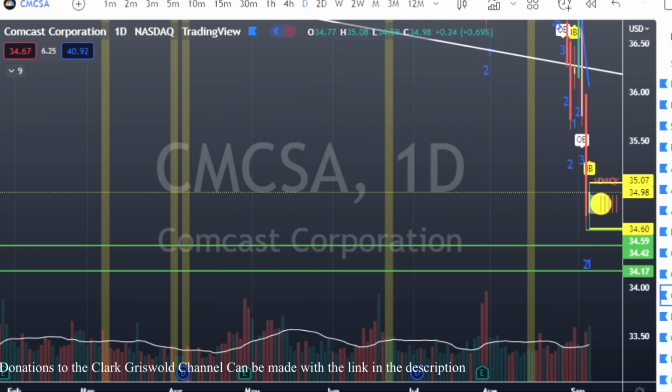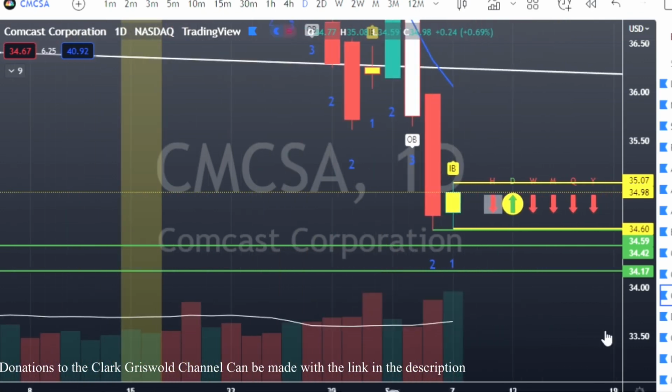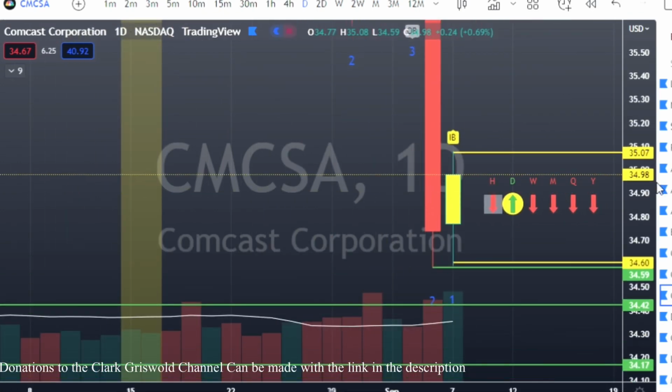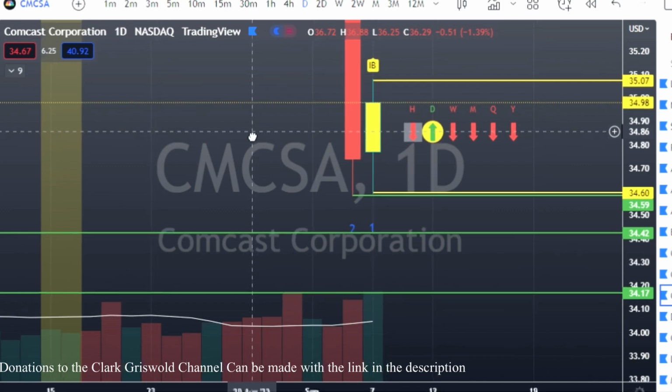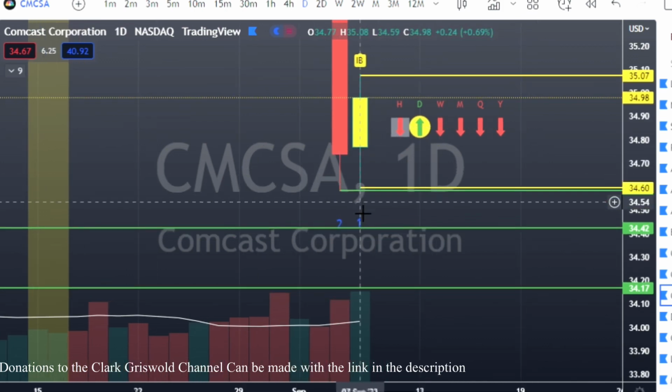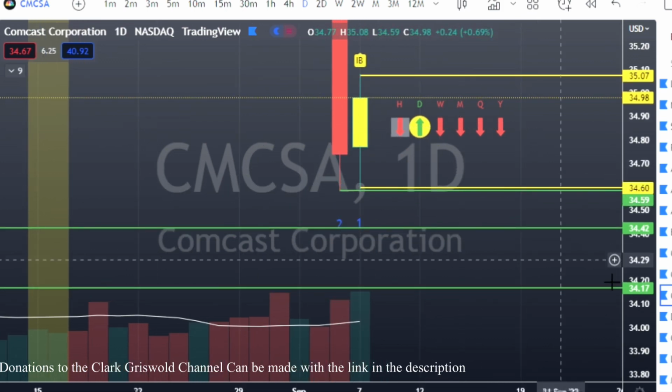So those would be your next two targets. And man, this is so tight. But that's the way I would look for Comcast to trade. I would like to see a little bit more meat, a little bit more room here off of that first target, but it is what it is.